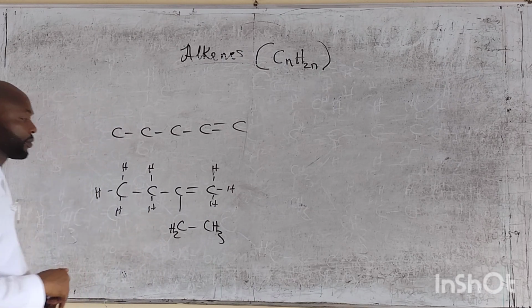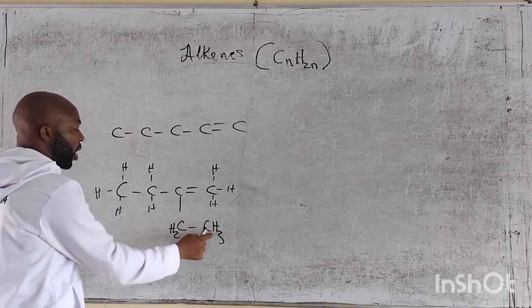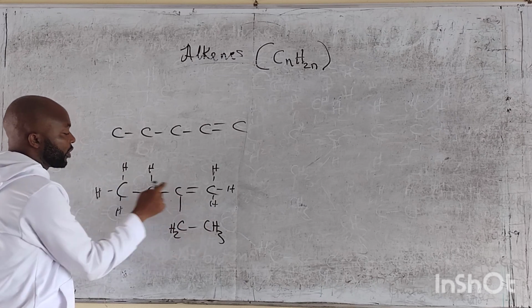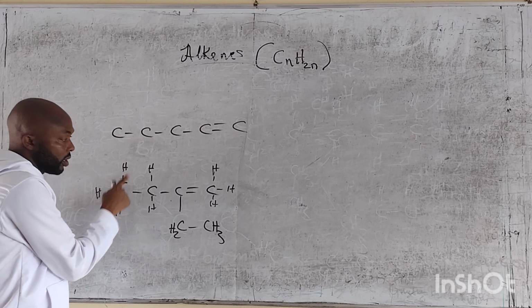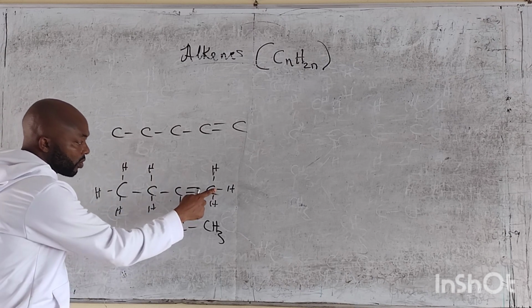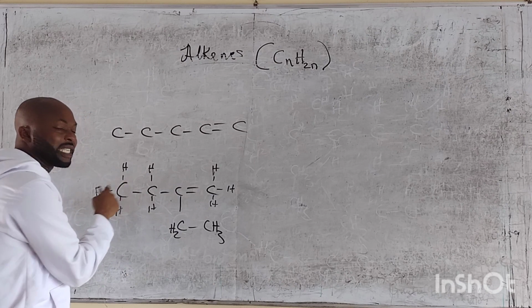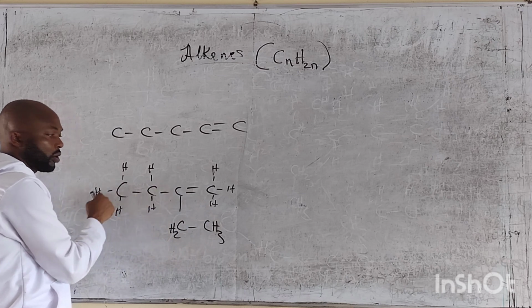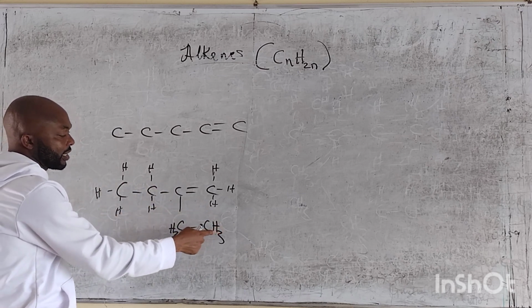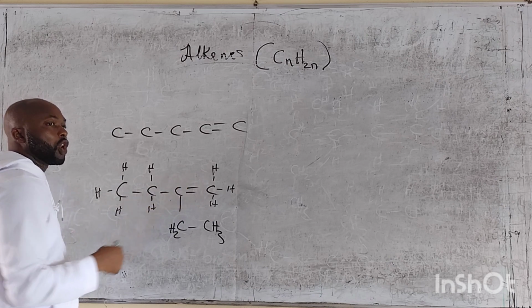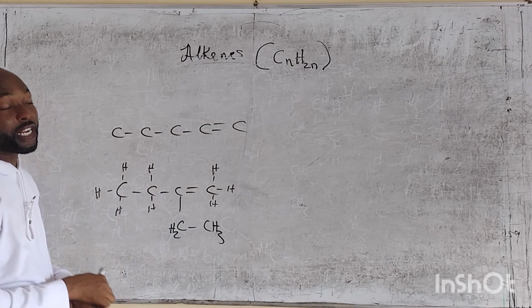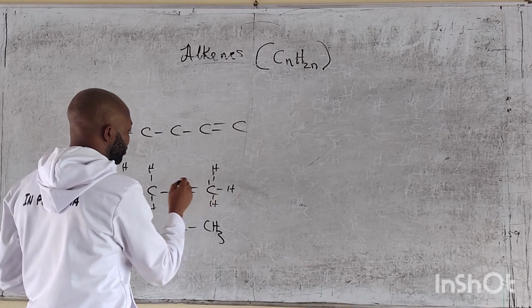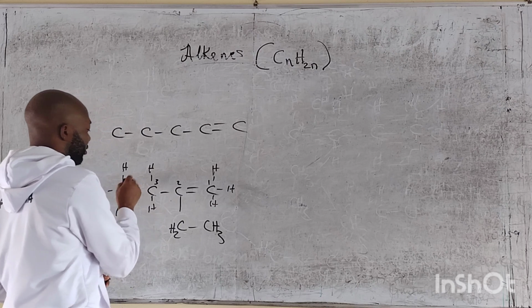Now, in this one, if you want to get the longest, this is 1, 2, 3, 4, 5. Let's look up. 1, 2, 3, 4, 5 is the longest. But 1, 2, 3, 4 is our parent chain. Why? Because it contains the double bond. This one does not contain the double bond. So we cannot regard this as the longest, rather this. So the longest possible parent chain must contain the double bond. So I have 1, 2, 3, and 4.